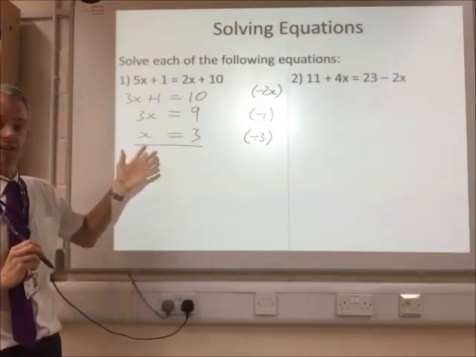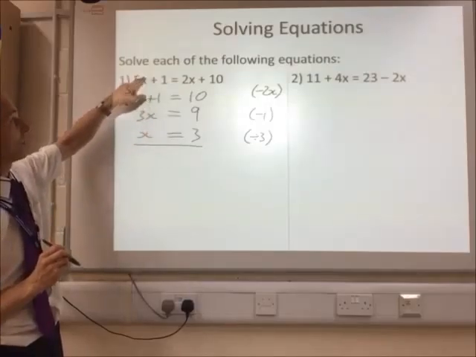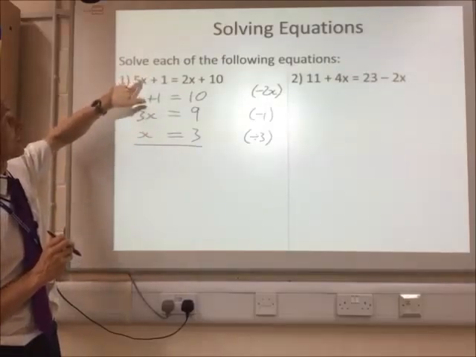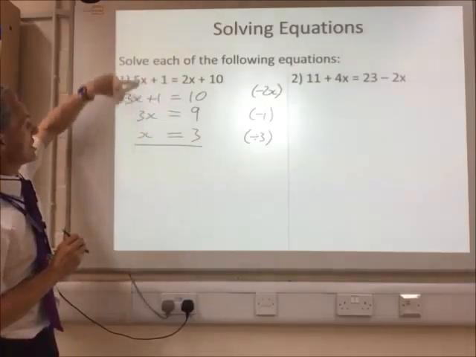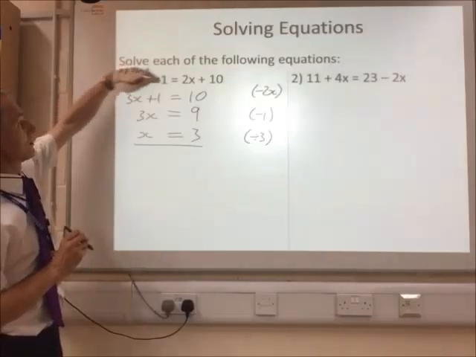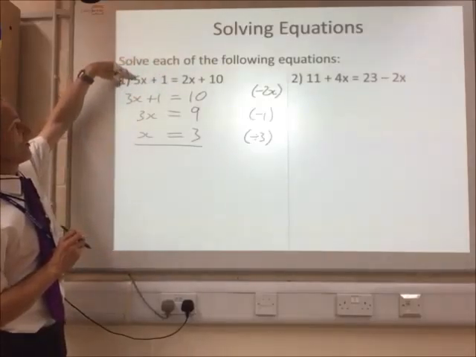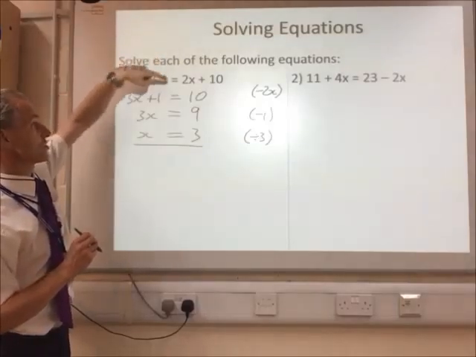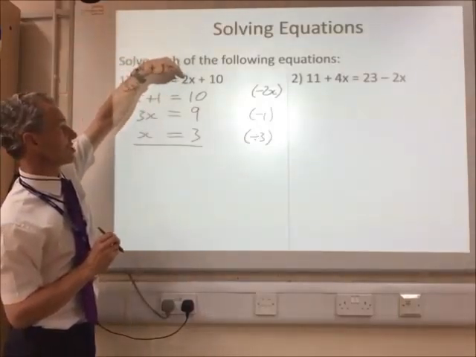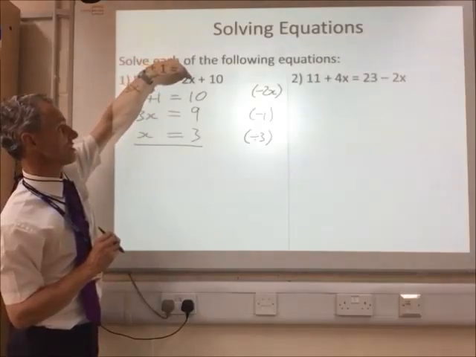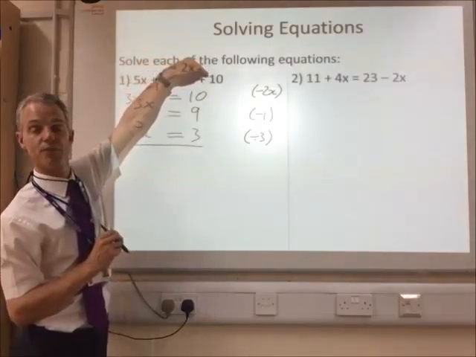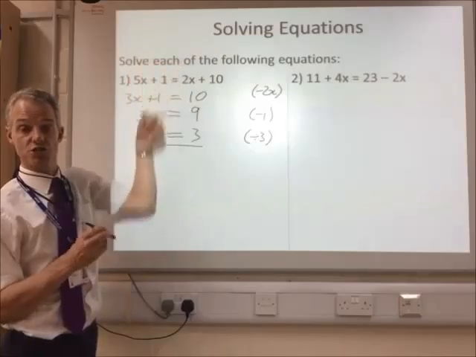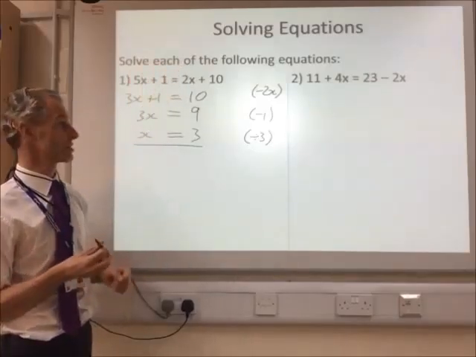If I get that far and I'm not sure, I can always substitute the 3 back into the top here and see if it still works. So if I change any x's in here to 3, the left-hand side of the equation gives me 5 times 3 is 15, plus 1 is 16. So that works out at 16. The right-hand side here, 2 times 3 is 6, 6 plus 10 is 16. Both sides equal 16, it balances, so I know I've got it right.